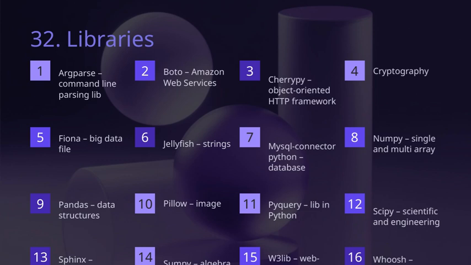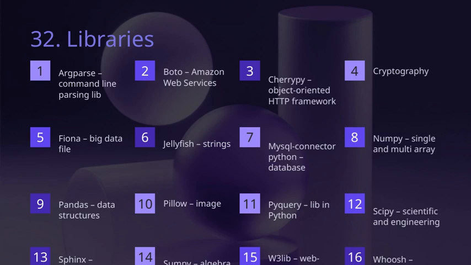Cryptography libraries enhance security by enabling encryption and decryption, while W3lib offers web-related utilities. PyQuery allows us to work with HTML documents in a way similar to jQuery, which makes web scraping more intuitive. SymPy, which is focused on algebra, provides the mathematical operations needed for symbolic computations. When it comes to databases, MySQL Connector Python makes connecting and interacting with MySQL databases straightforward. On the web development side, CherryPy is an object-oriented HTTP framework that simplifies building web applications.